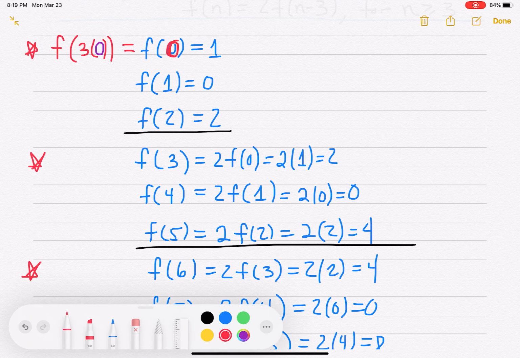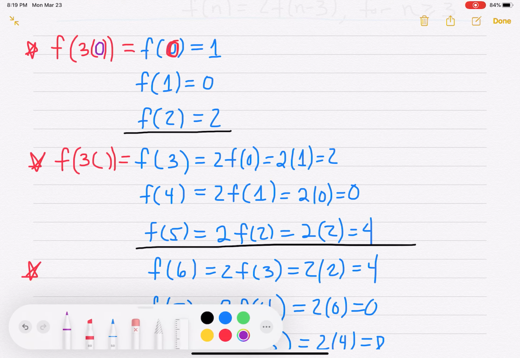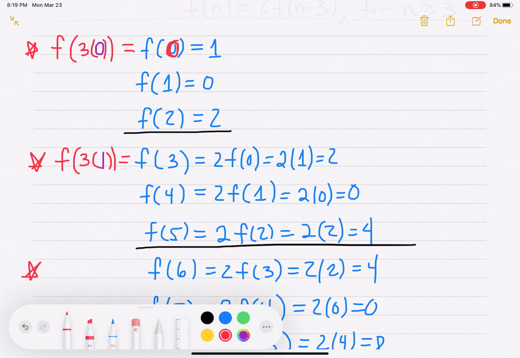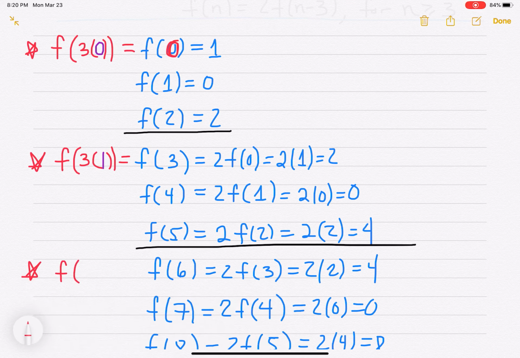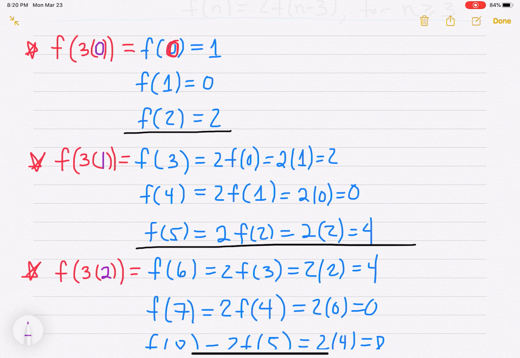Okay, now let's go back. F of 3. Notice that 3 is a multiple of 3 as well, right? It's 3 times 1. And let's go to f of 6. The 6 here is a multiple of 3. 6 is the same thing as 3 times 2. So you notice that your inputs for each of those first types are all multiples of 3.